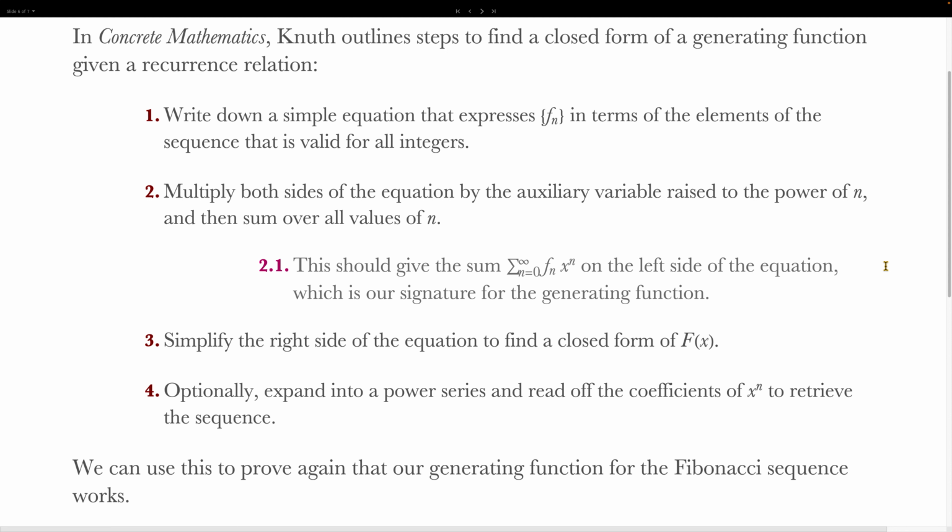This should retrieve for us the infinite sum starting at n equals 0 of f sub n times x to the power of n on the left side of the equation, which is then our signature for the generating function. Finally, you should simplify the right side of the equation so you can find a closed form of big F of x. Now once you have this, you could expand it into a power series and read off the coefficients of x to the power of n as n grows without bounds to retrieve the original sequence.